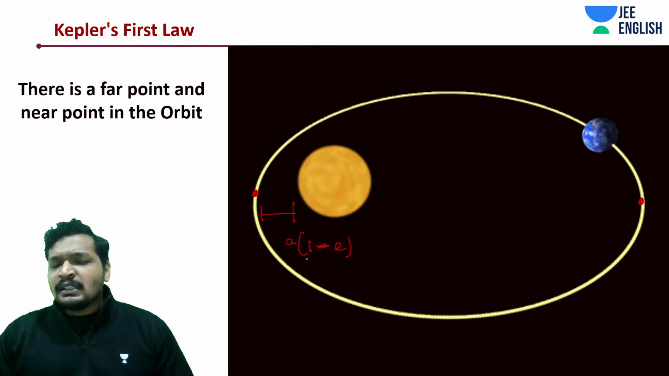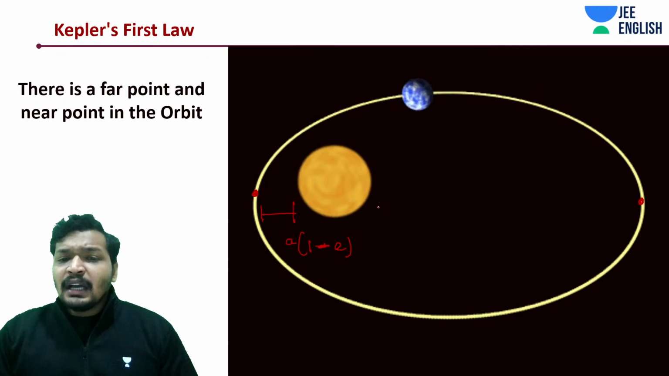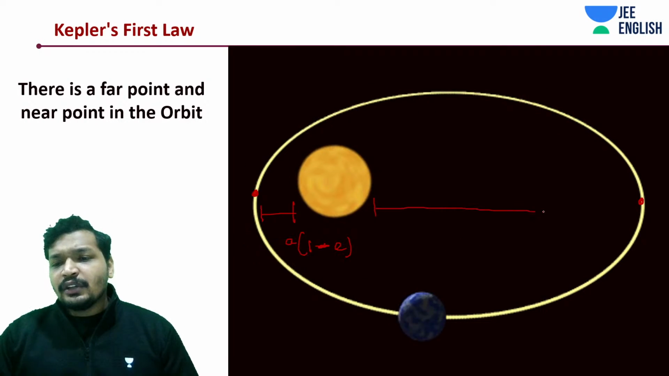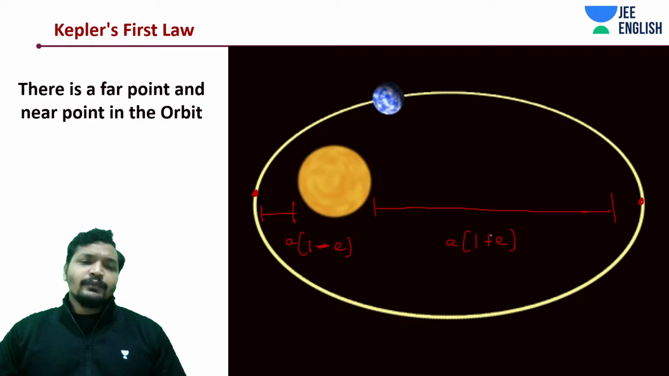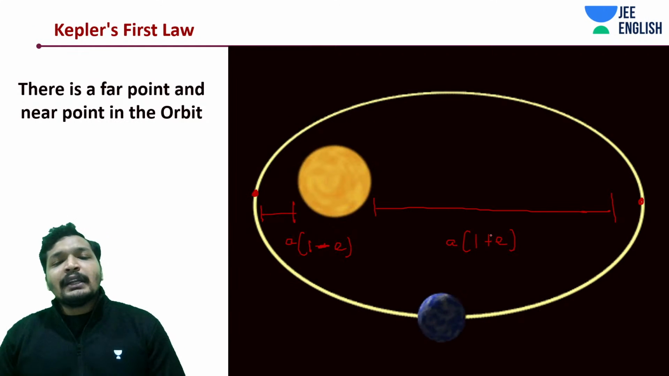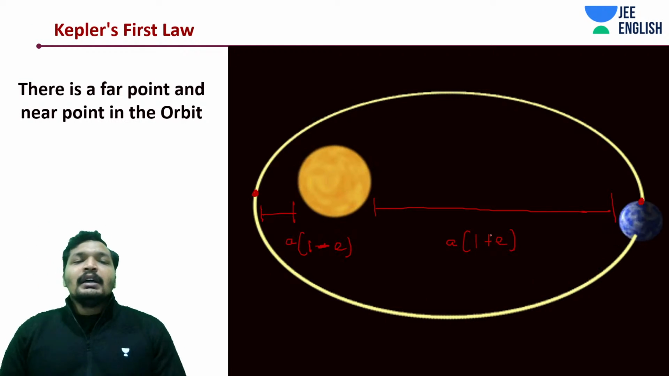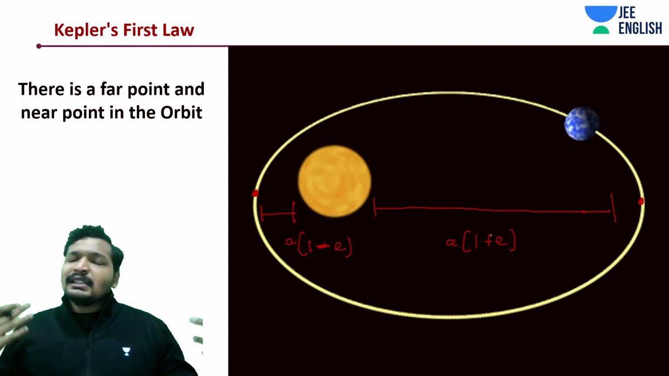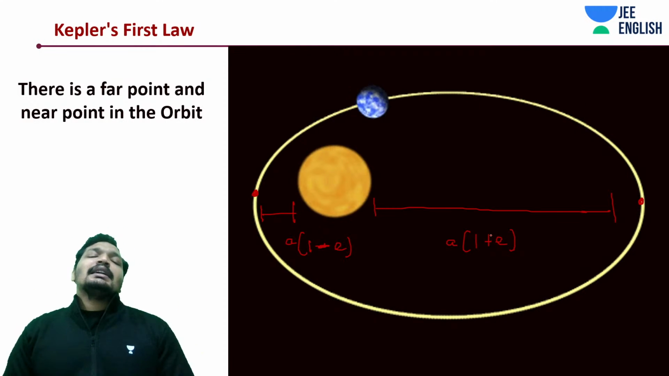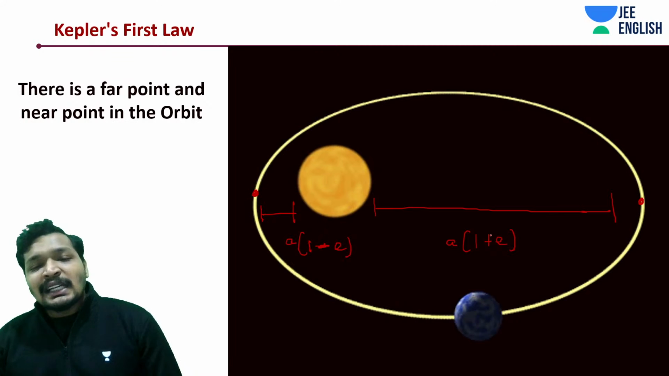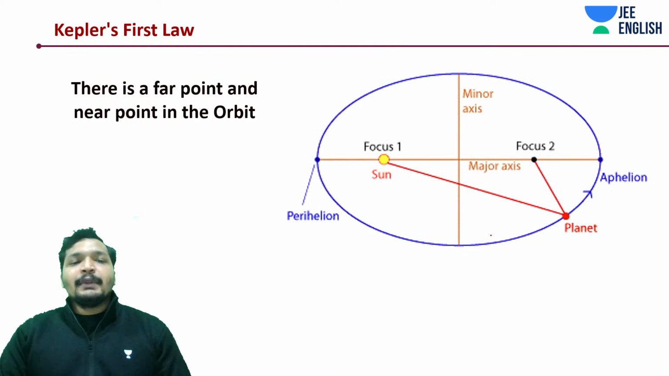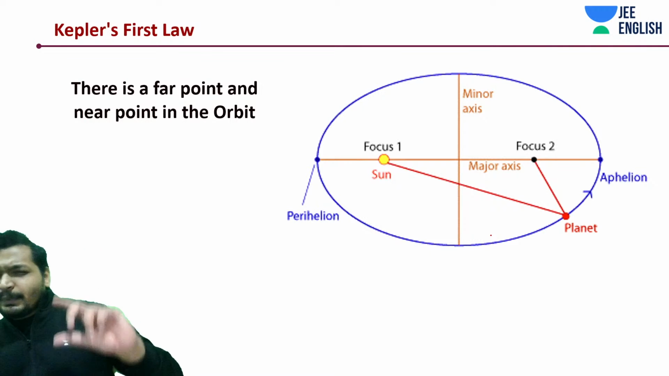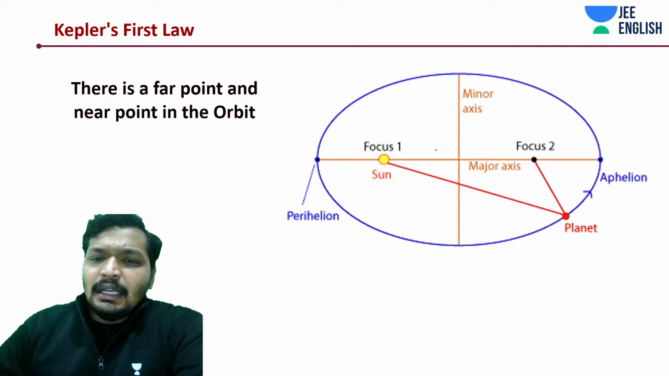This distance is going to be A into (1 minus E), and this distance is going to be A into (1 plus E). So there is a far point and a near point in the orbit. It's not always the same distance. It's not like a circular orbit. Your Sun is present at a focus, and there is an empty focus. Let's get into a little bit of what we need to understand.